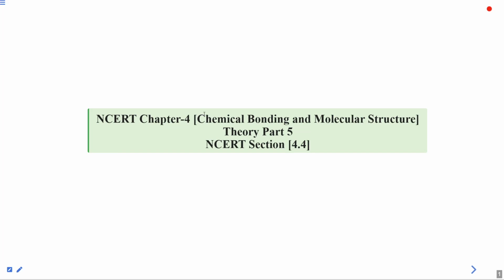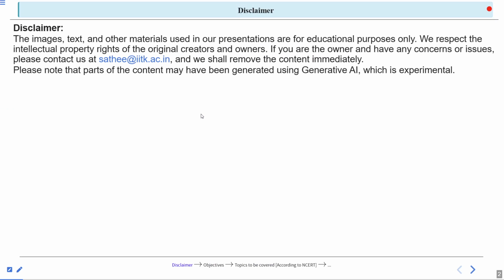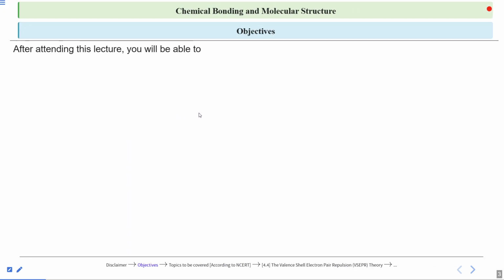Today we will see section 4.4 of the NCERT, which is of the chemical bonding chapter, theory part 5. So this is the disclaimer. Today's objective would be to see the VSEPR theory.